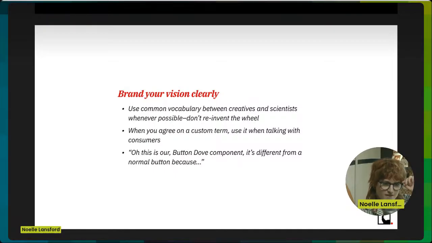And I think this gets into something that I want to be clear about, right? I'm not saying to create a custom term every time your team is doing something. I think there's a lot of value in utilizing the language that's already common between creatives and scientists. So go ahead and utilize that common vocabulary and just agree to use it. You don't need to reinvent that. And then when you do agree on a custom term, like a button dove, right? That's a new thing. Use it when talking on your team and use it when talking to consumers. So yeah, this is a button dove component. It's different from a normal button because of XYZ attributes, right?